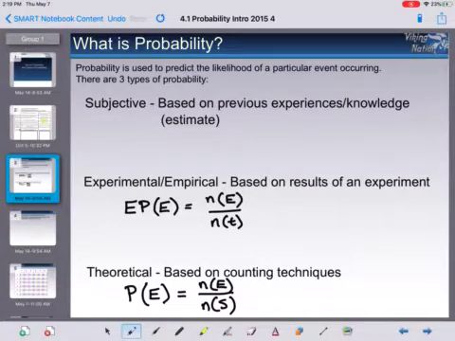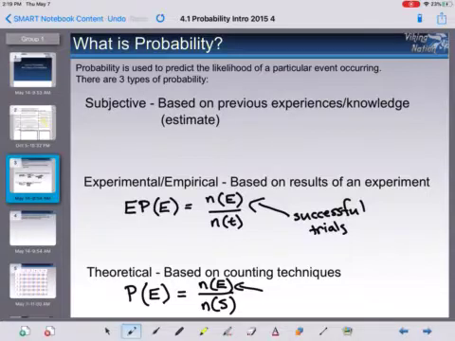Again, notice both of these have the number of ways for your event to occur, but this one's from trials, so successful trials. And this one is theoretical outcomes that could happen. Okay, so they're both number of ways for your event to occur, but it's number of ways that it has already occurred versus number of ways that it is possible to occur.